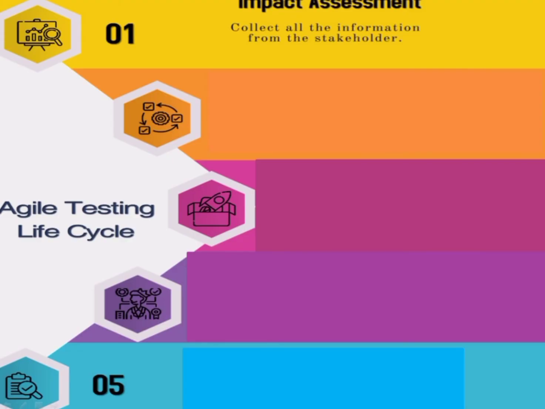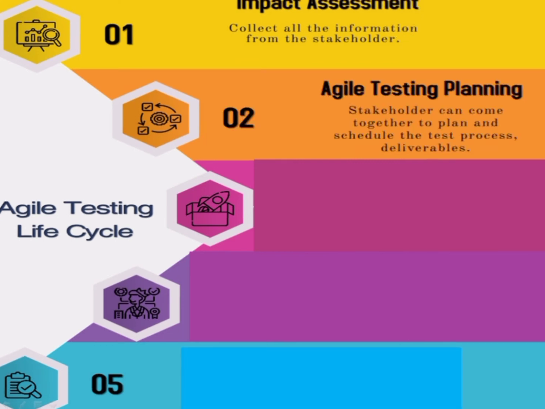In the life cycle, there are 5 different phases. The very first is impact assessment. Gather input from stakeholders and users. This will act as feedback for the next deployment cycle. And next, agile test planning. Here, all the stakeholders come together to plan the schedule of the testing process meeting.